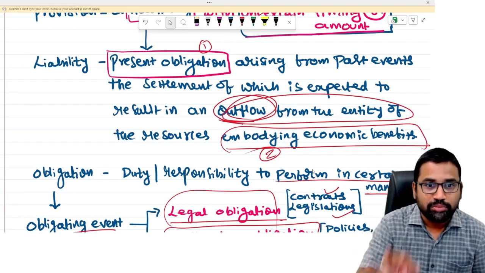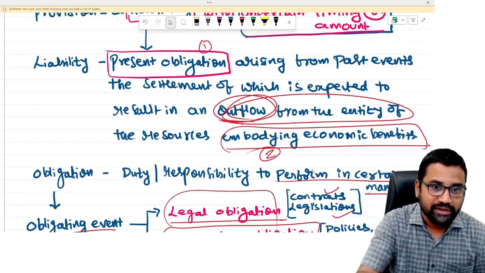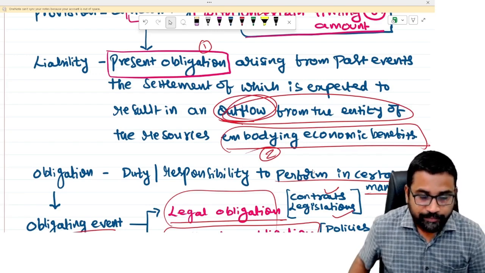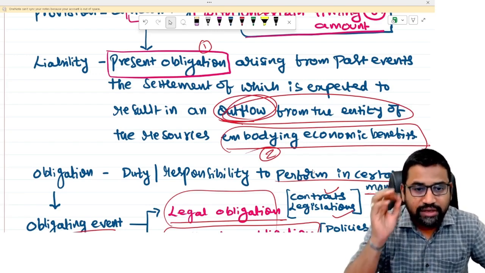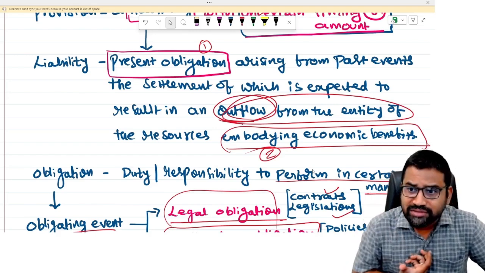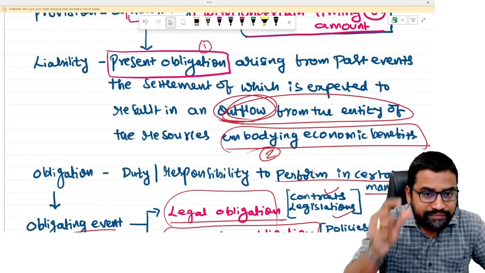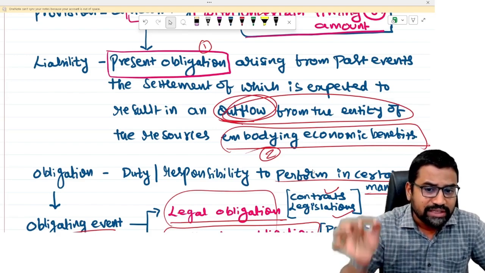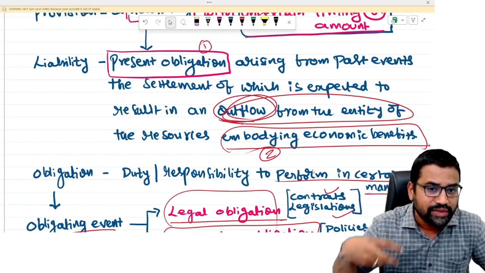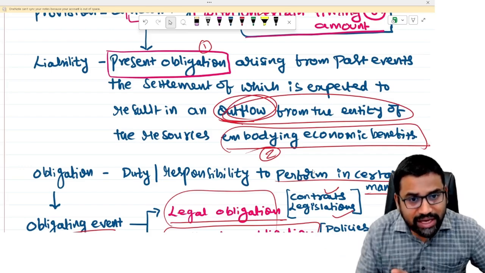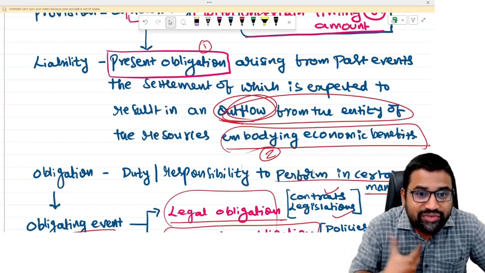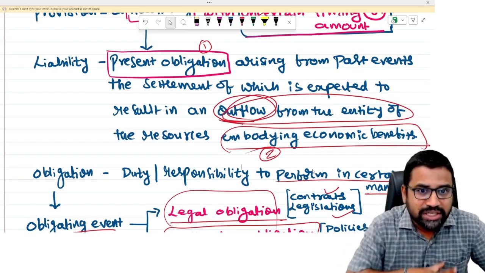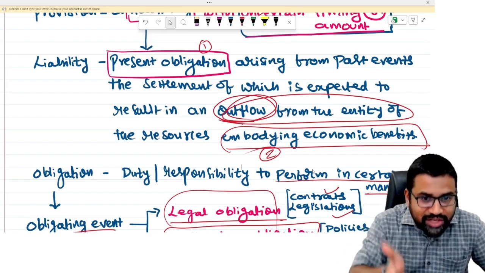Sir, there is a present obligation. Obligation means something you cannot avoid. Suppose, for example, you sold goods on warranty basis. 2 years warranty you have given. The moment you sell the goods, there is an obligation. Because after selling the goods, 2 years warranty you have given. If anything happens to the goods, or if the goods are defective or damaged, the customer will come and ask you for the warranty. You have to do the free repairs or replacement. That's your cost, right? So there is a present obligation. The moment you sell, there is an obligation.